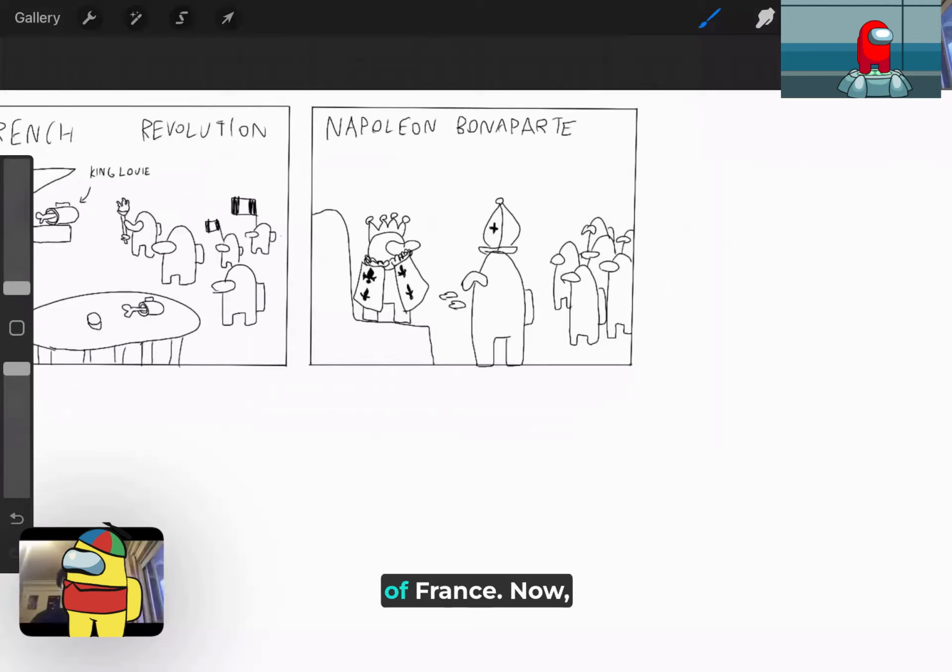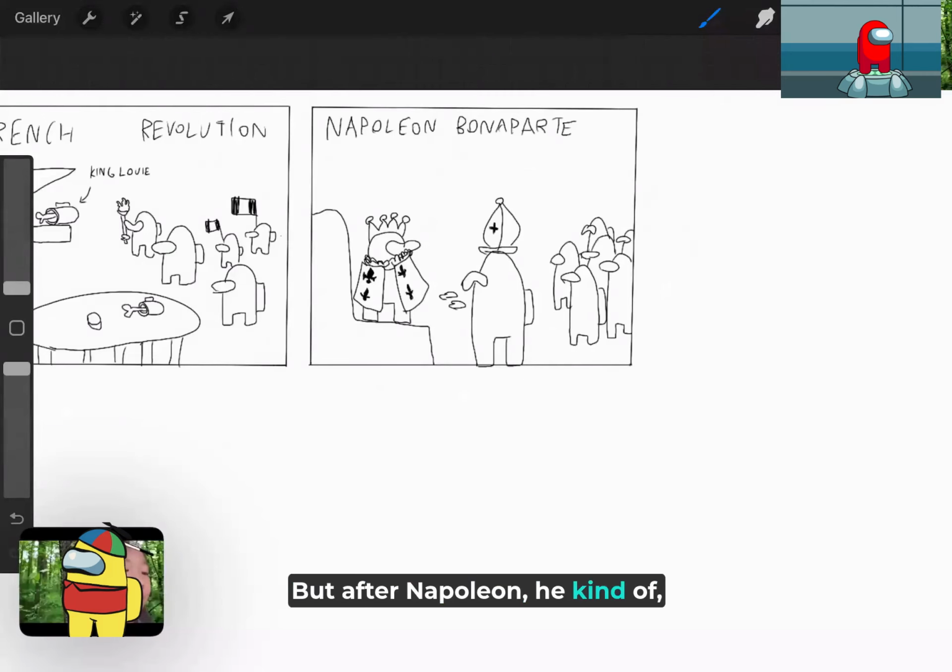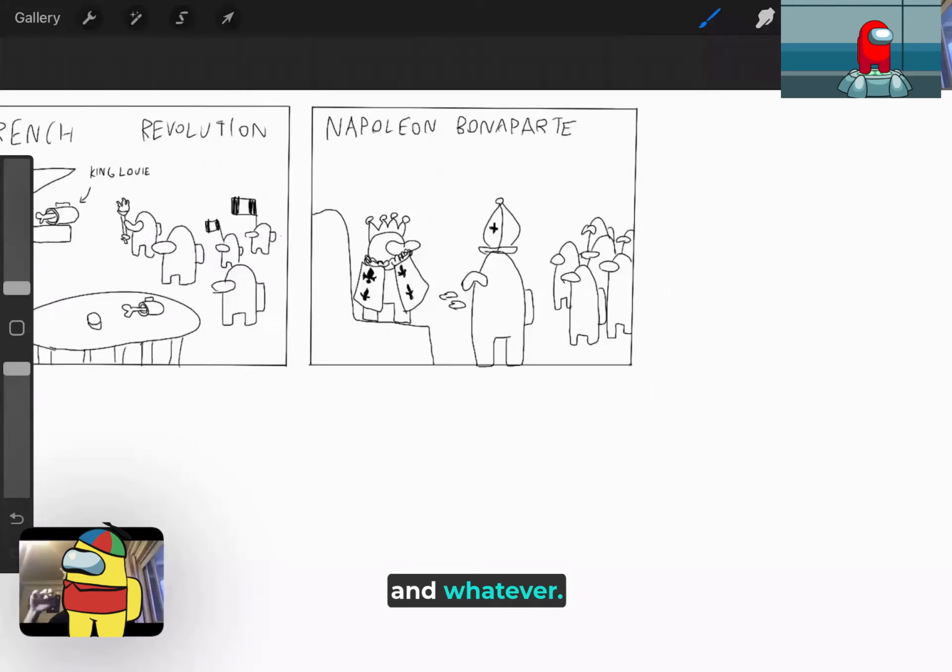This is roughly the history of France. Now, to make the rest of this comic, you need to know more about French history. After Napoleon, he kind of screwed up going to Russia, and he got kicked out because his people didn't want him, and he died on St. Helena. After the Napoleon era, France fell back into a state of Napoleon III and whatever. But since we don't have enough time, we're only going to go through the most important parts of French history, and that starts with World War I. That's way after Napoleon, but it's still very important.